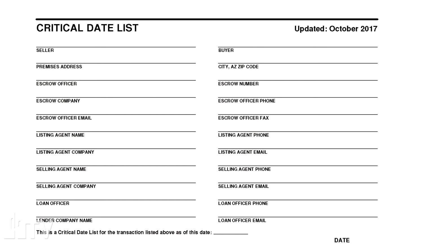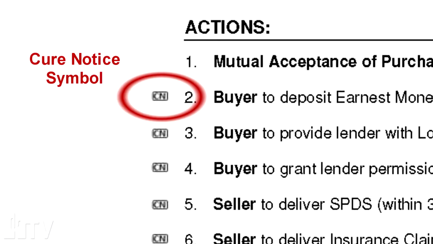Let's talk about the critical date list and what is curable in the contract. Okay, so we have all kinds of potential breaches in the contract that could happen where we're going to need a cure. So what would be the items that we would be curing for? If we look at the critical date list, what are the items?